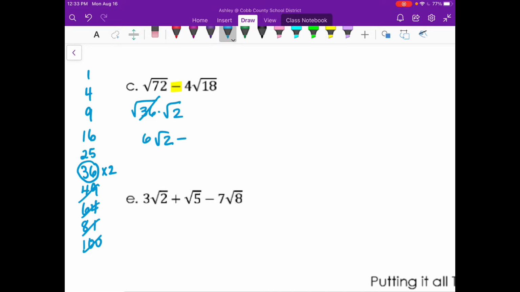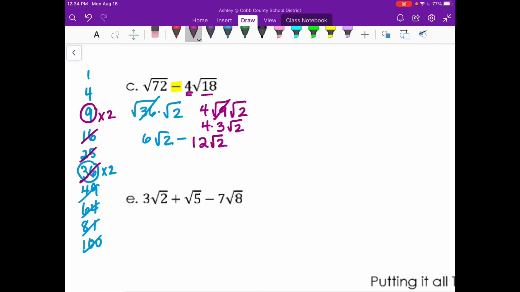And now I'm ready to simplify square root of 18. So we're looking for numbers that can divide evenly into 18. 36 is too big, 25 is too big, 16 is too big, but 9 times 2 is 18. So I'm going to split that into radical 9 times radical 2, and don't forget that 4 that was in the front. So the 4 will multiply with the 3 from the root 9. And so 4 times 3 gives us 12 radical 2.